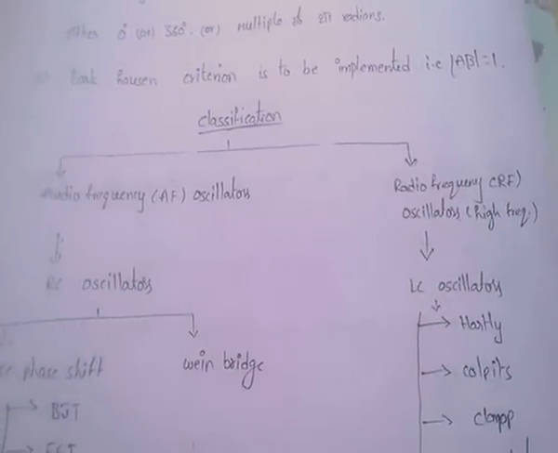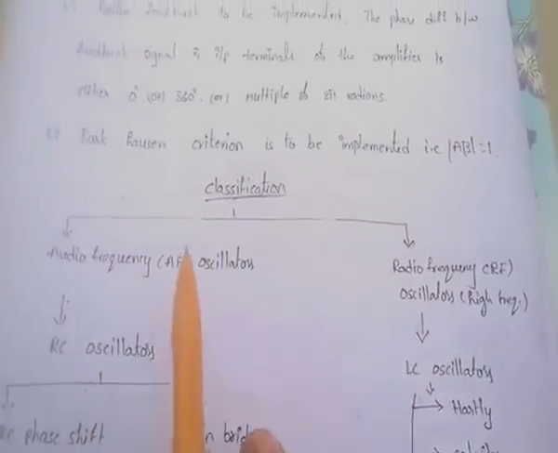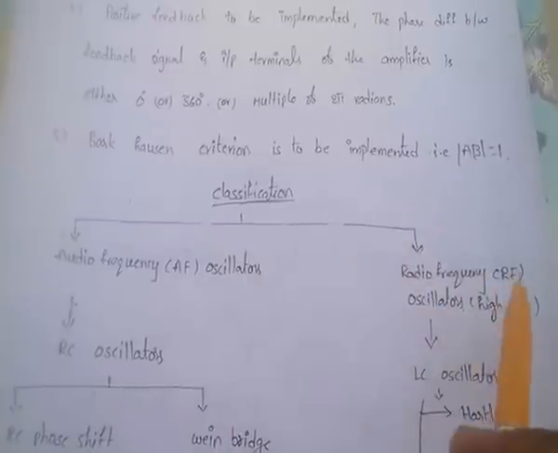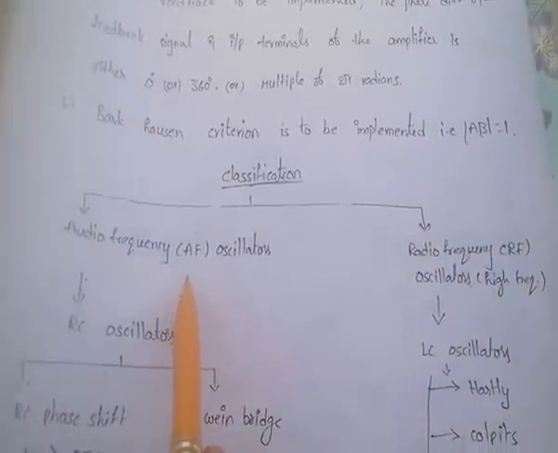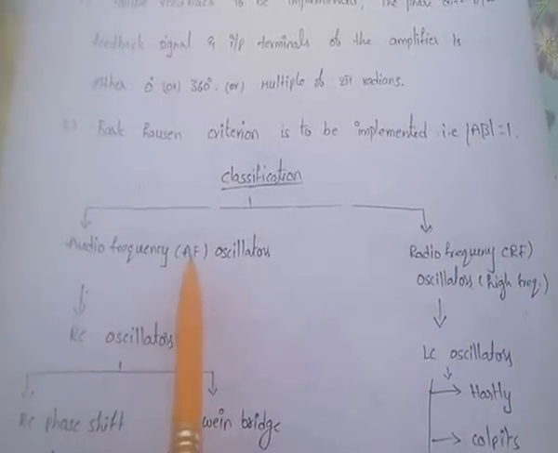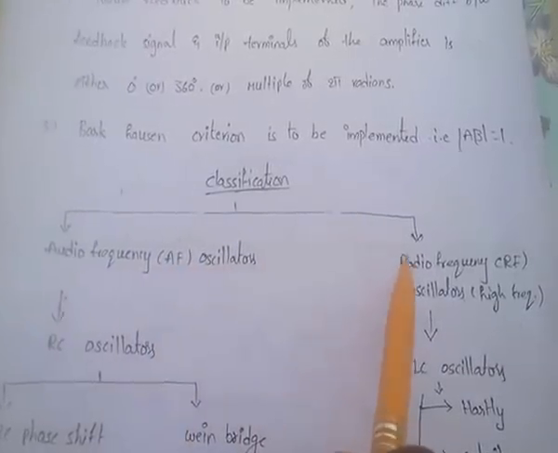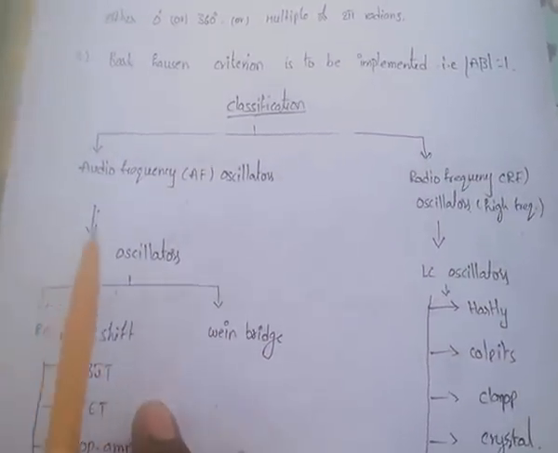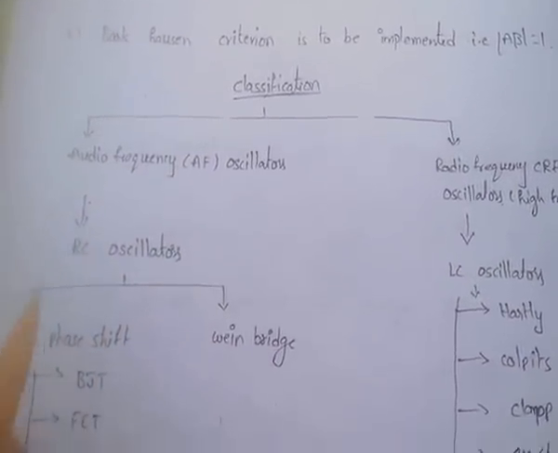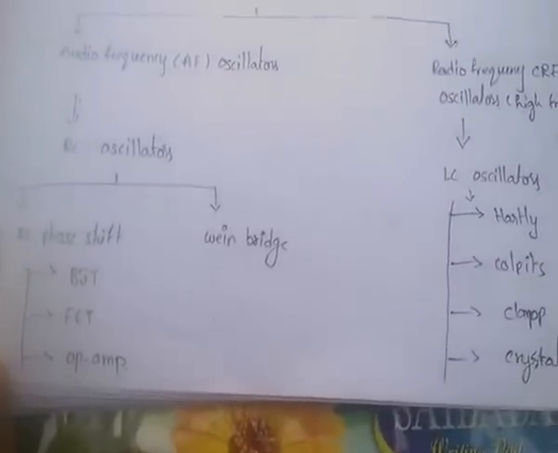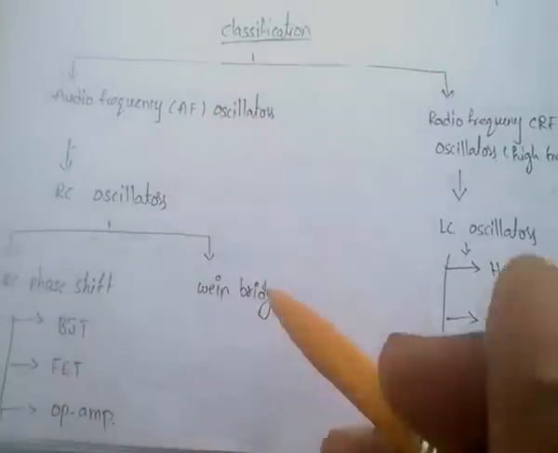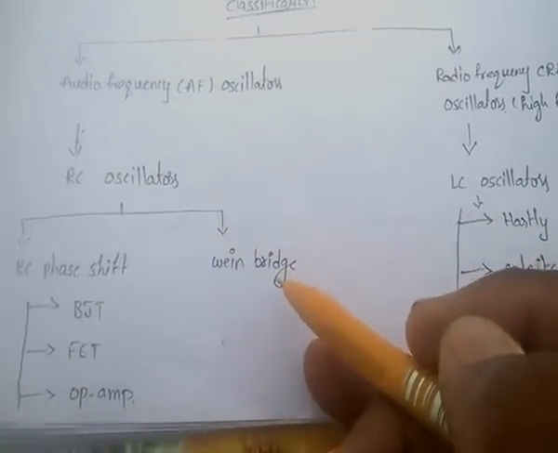Coming to the classification of oscillators, there are mainly two types: audio frequency oscillators and radio frequency oscillators. Audio frequency means low frequency, radio frequency means high frequency. Audio frequency oscillators are RC oscillators, which are divided into two: RC phase shift oscillators and Wien bridge oscillators.